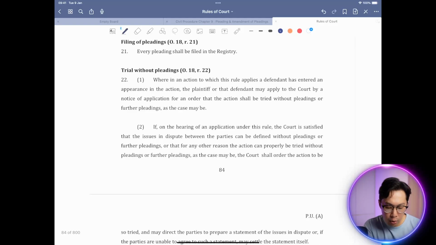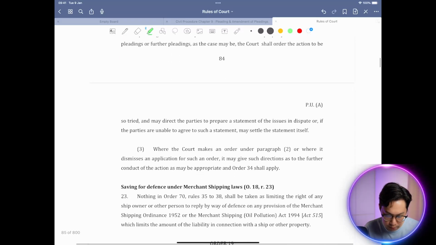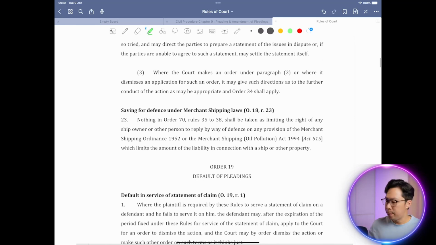And you also have trial without pleading. When an action is entered, the plaintiff or defendant may apply to the court by notice of application for an order that the action be tried without pleading. Okay, you can read this on your own. Then after that, okay, now let's look at the notes. Let's look at the notes.